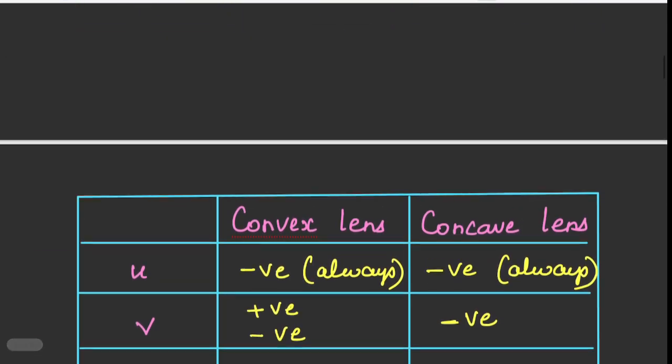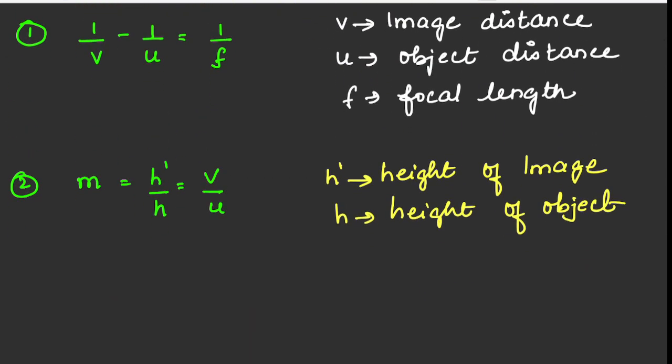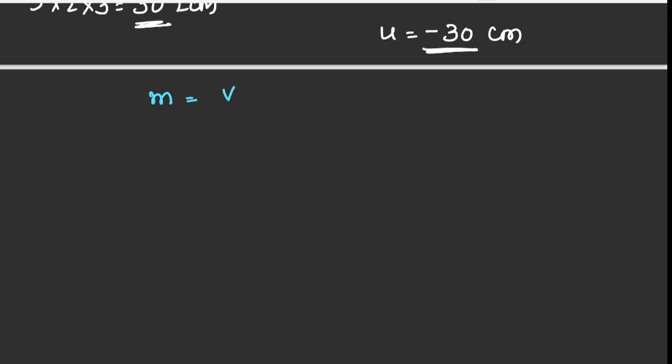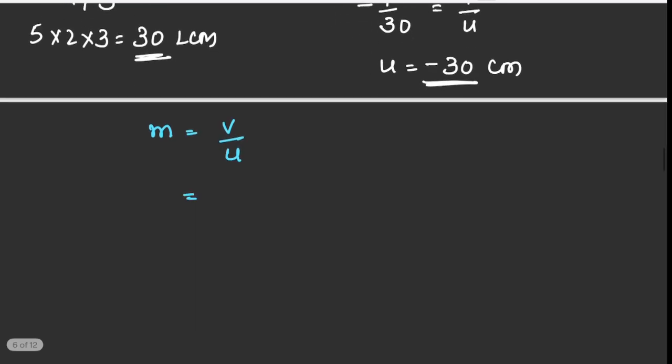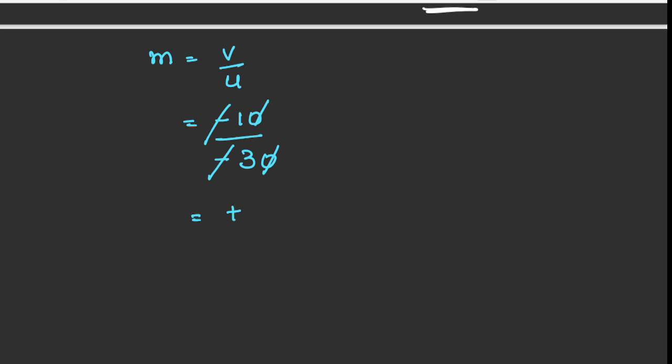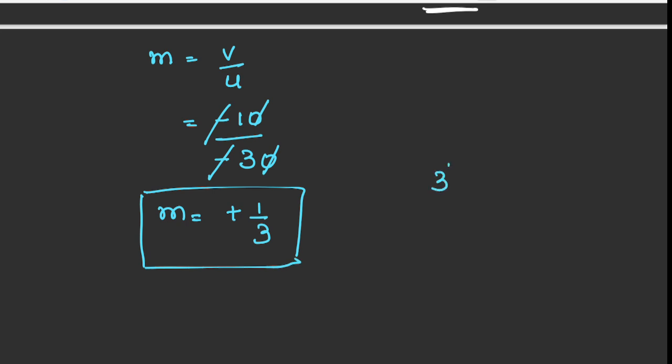Magnification is equal to... what is the formula for magnification? Check the second formula we have written here. M is equal to h dash by h, which is equal to v by u. Let us write the formula: M is equal to v divided by u. What is the value for v? Minus 10. And u we have calculated as minus 30. So minus and minus will get cancelled, 1 0 and 1 0 will get cancelled. So this is equal to plus 1 by 3. So m is equal to plus 1 by 3 is the magnification, or you can divide this further.